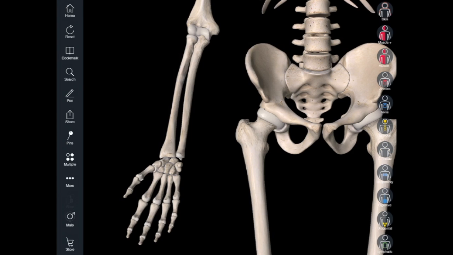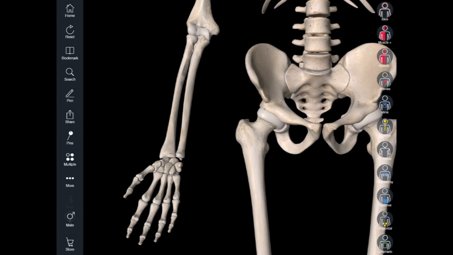And its distal end, or its lower end, articulates with the scaphoid and lunate bones of the carpus at the wrist joint. It also articulates with the head of the ulna at the inferior or distal radioulnar joint.